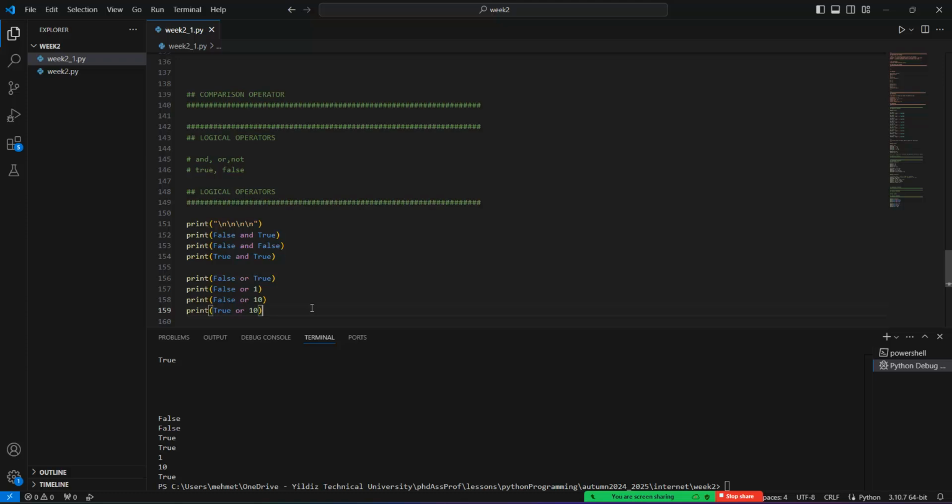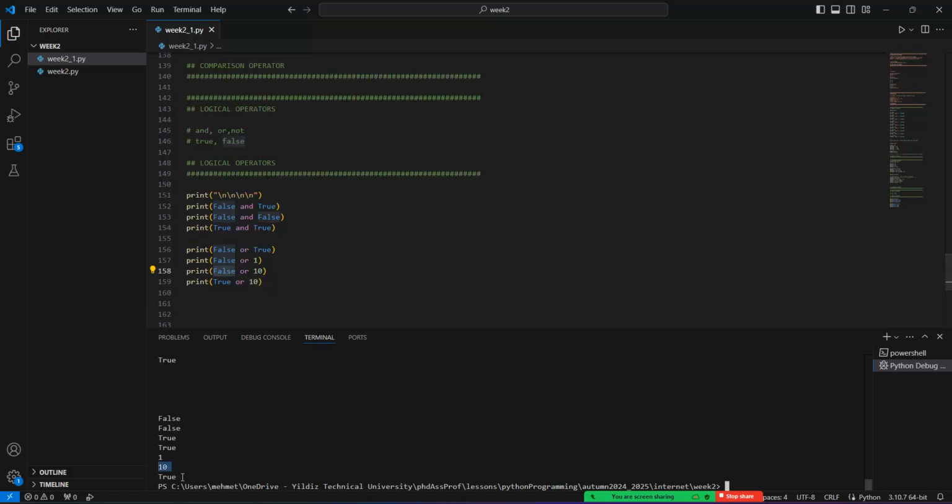Do you understand the concept in here? False is 0. 0 or 10 returns the 10 value. Okay? But true or 10 is true. Why? In the first place, this is converted into an integer value. But 1 or true or 10 gives us true. Why?